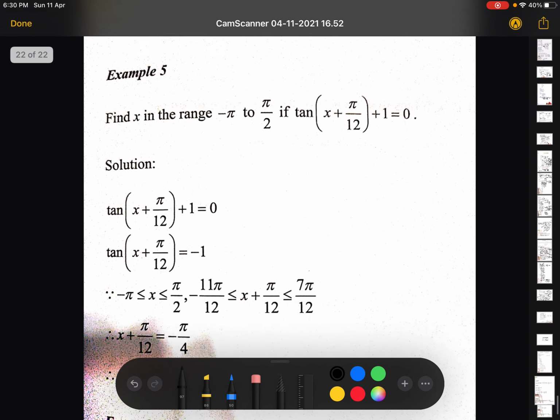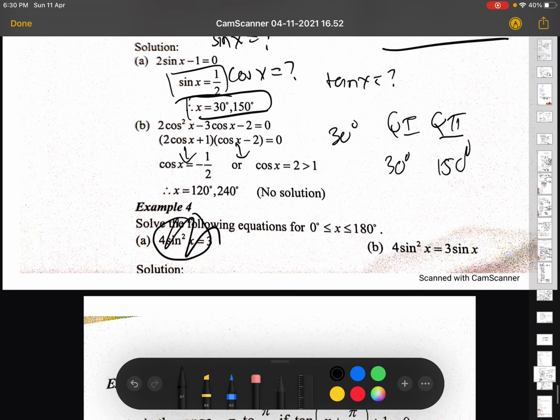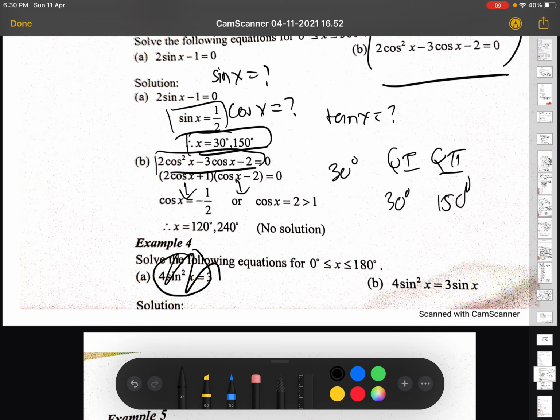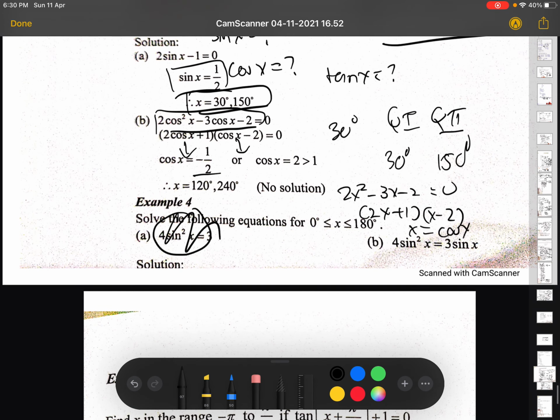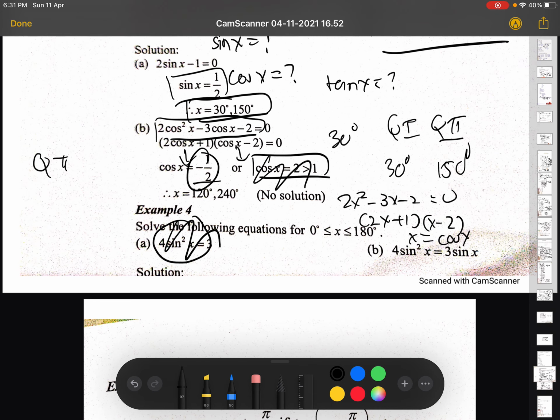And then for here, 4 sine square x equals 3. No, not this one. This one, 2 cos square x minus 3 cos x minus 2 equals 0. So you can do this the same way as you do quadratic equations. So it's like 2x squared minus 3x minus 2 equals 0. That will equal (2x + 1)(x - 2). So let x equal cos x. It does the same thing. So you will get cos x equals negative 1 over 2 or cos x equals 2. But remember, cos and sine have to be between negative 1 and 1. So since it's more than 1, this is invalid. There's no solution for that. So instead you focus on this. You get cos x equals minus 1 over 2. So negative is in quadrant 2 and quadrant 3. So it is equal to 180 minus 60 and 180 plus 60.